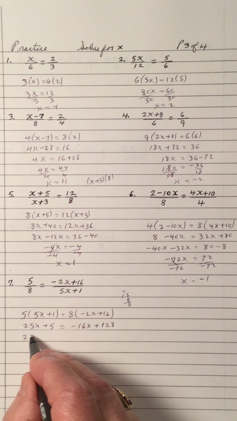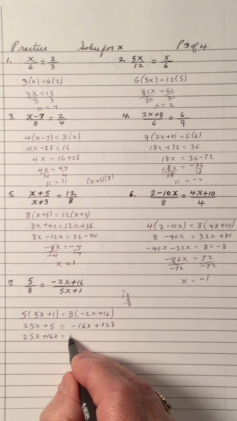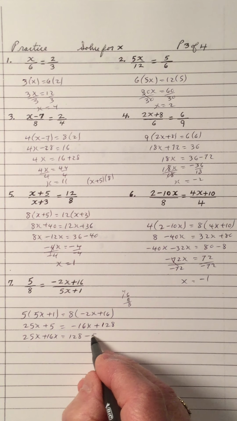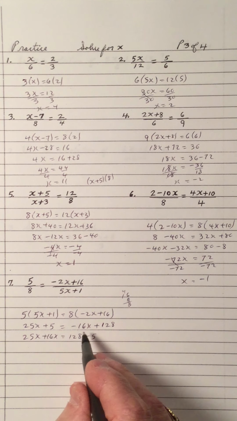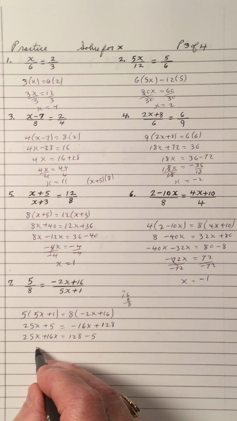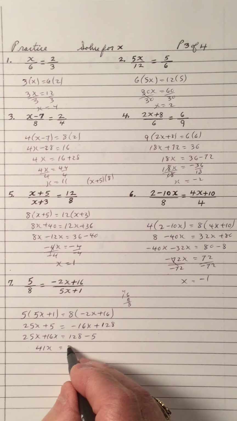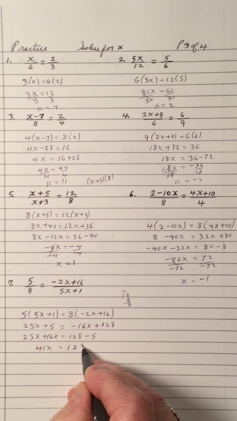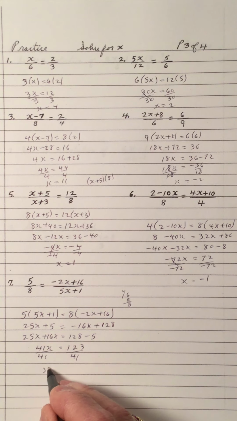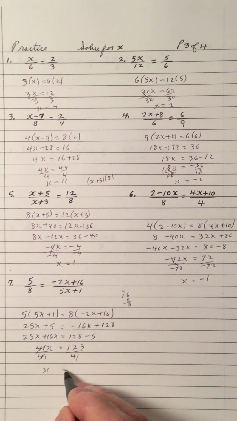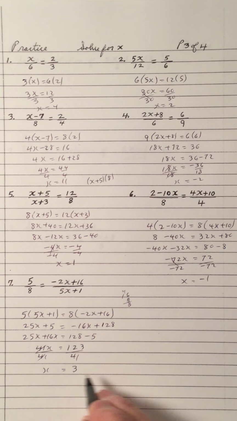And the negative 16 becomes plus 16 on the left, and the 5 becomes negative on the right. Negative becomes a positive when you move over, positive becomes a negative when you move it over. That's a positive 41x equals 123. Divide by 41, and the 41s cancel. 41 into 123 looks like about 3 times. Perfect.